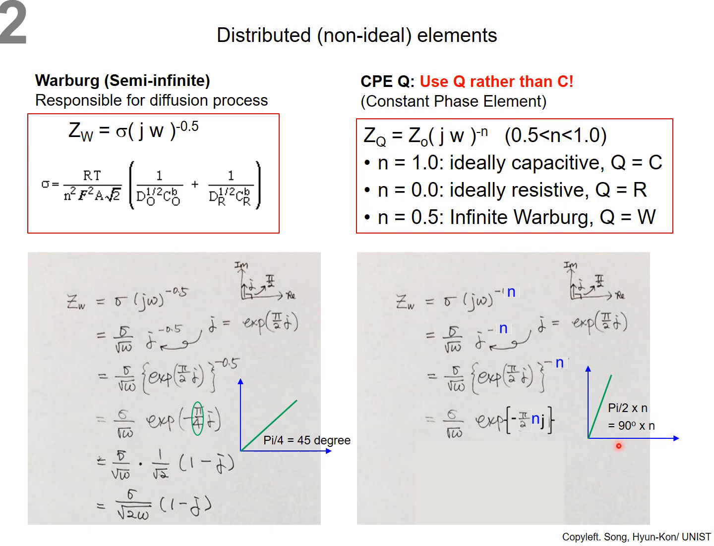When n is equal to 1, this line is a vertical line. That is to say, that is the capacitor. However, when n is going to 0.5, the phase angle is 45 degrees. It means Warburg impedance. Practically, it is very difficult to find exact Warburg impedance and exact capacitance impedance. The phase angle is not exactly 45 degrees or 90 degrees. Usually practical numbers are 88 degrees and 47 degrees or something like that.